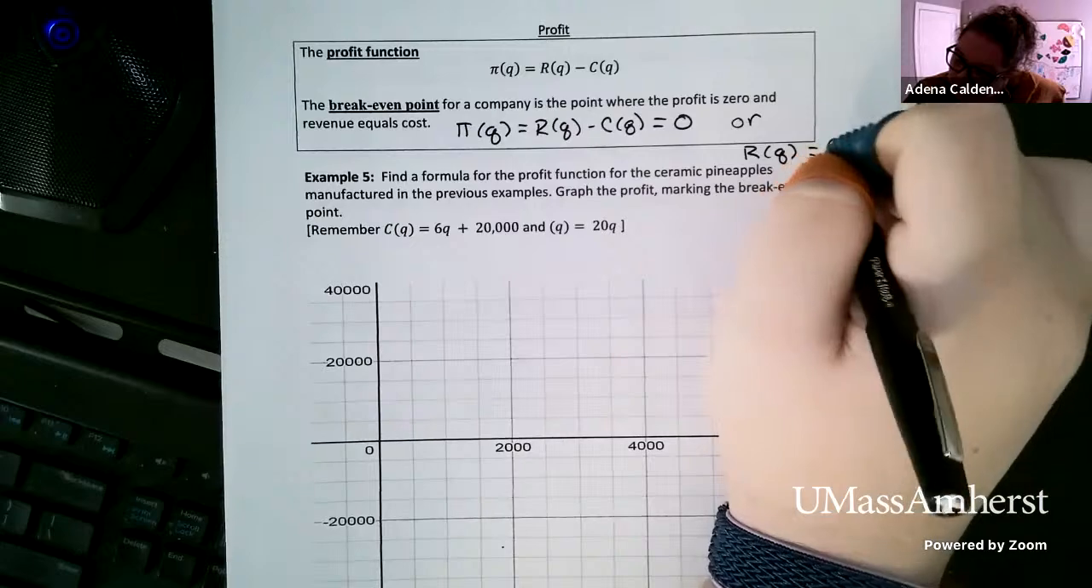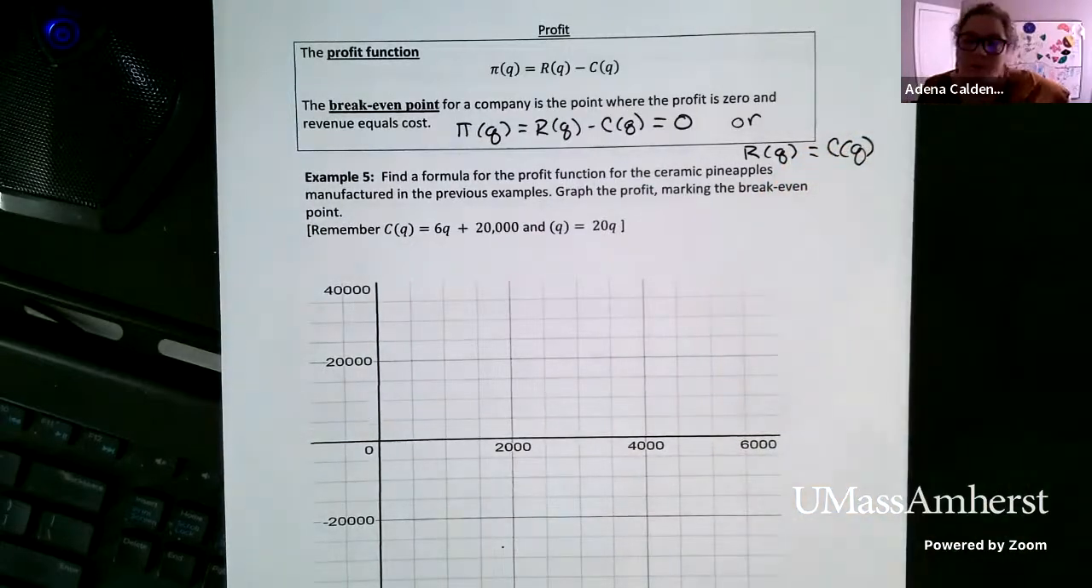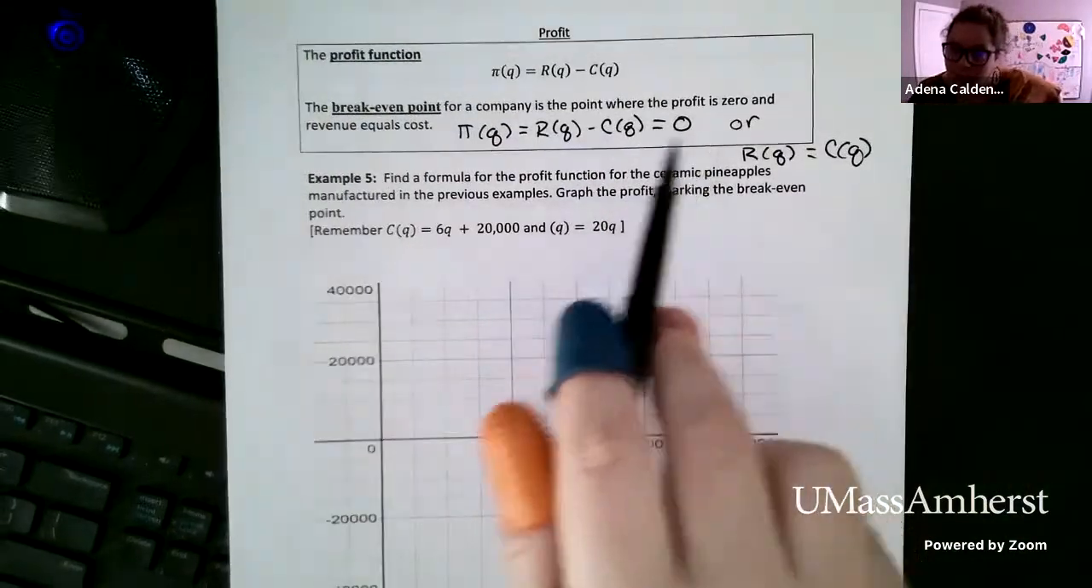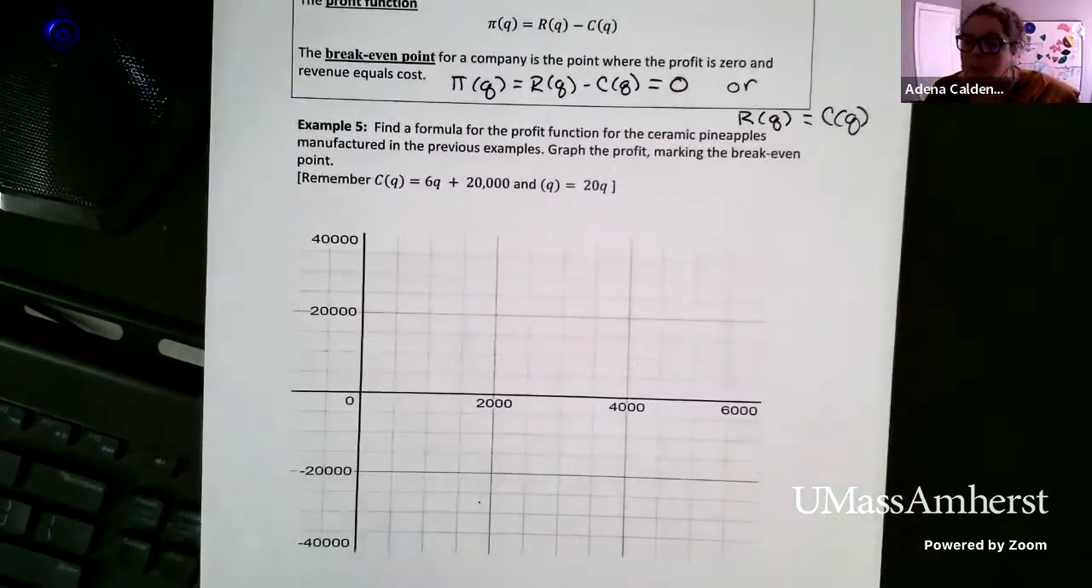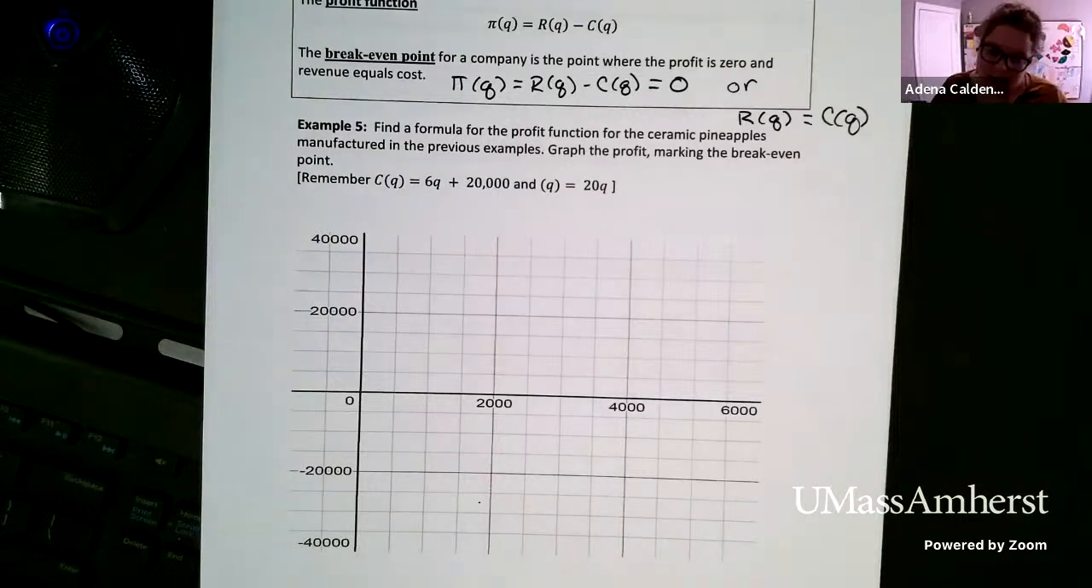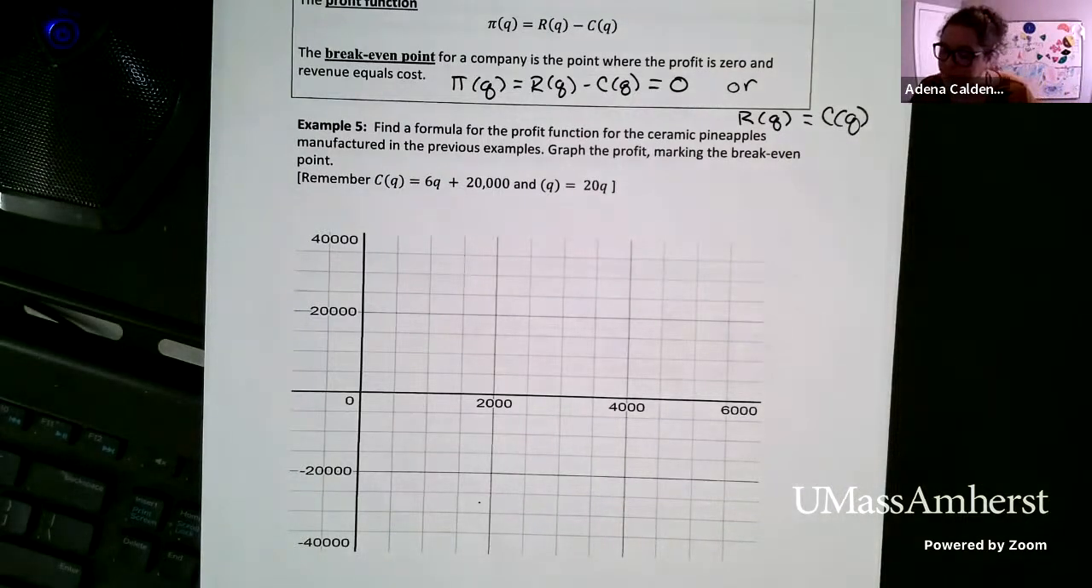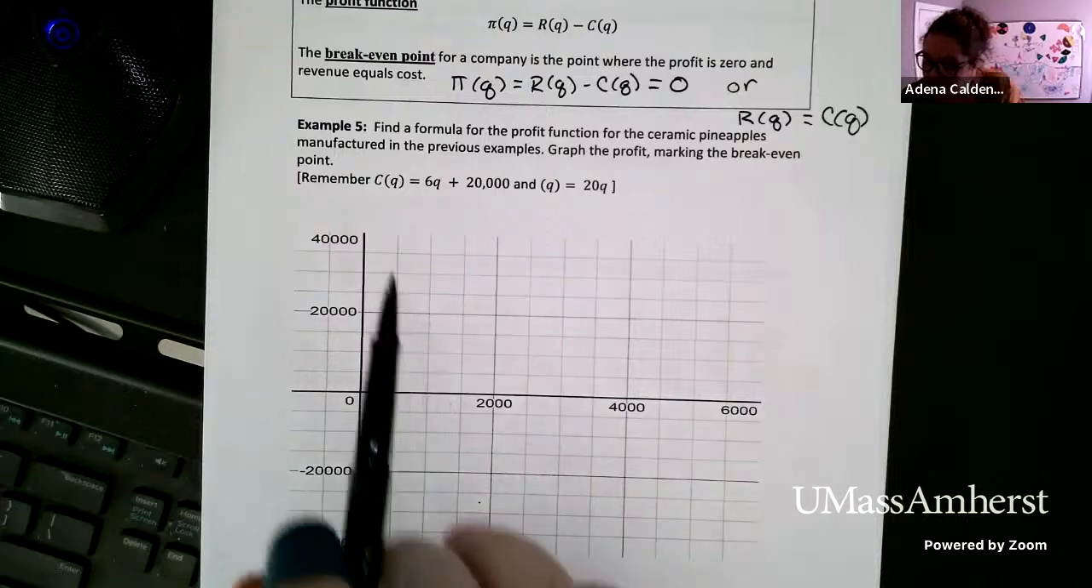Revenue has to be equal to cost, right? If we were to add that term over. So we are considering when these things are equal, when the amount of money you're bringing in is the same as the amount of money going out. So let's go ahead and take a look at this example.